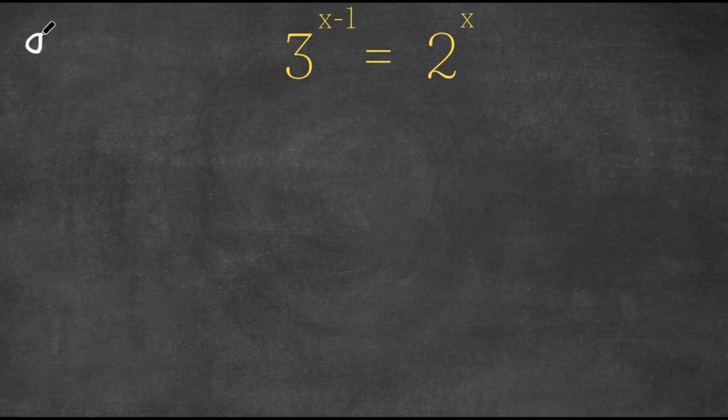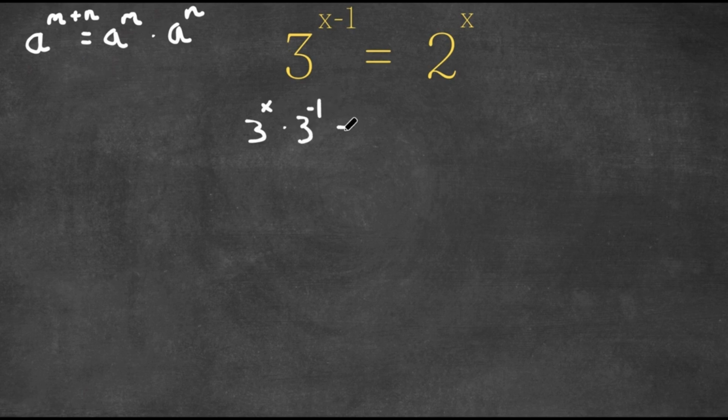In today's video, I'm going to be teaching you guys how to solve this exponential equation. So we have 3 to the power of x minus 1 is equal to 2 to the power of x. Now, if we have something in the form a to the power of m plus n, this can actually be written as a to the power of m times a to the power of n. So as you can see here, we have 3 to the power of x minus 1. This can be written as 3 to the power of x times 3 to the power of negative 1. And this is equal to 2 to the power of x.